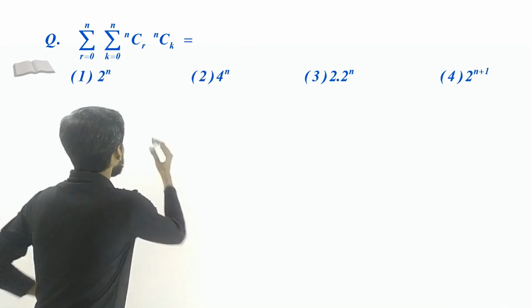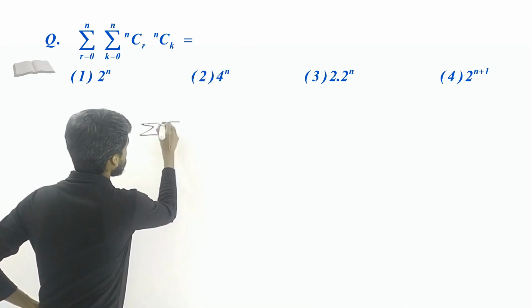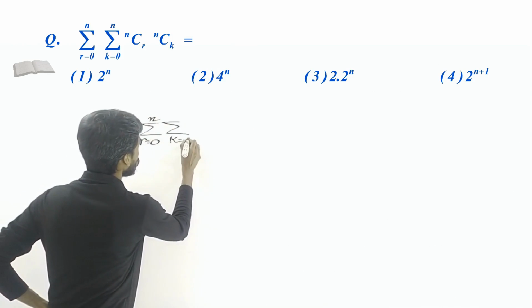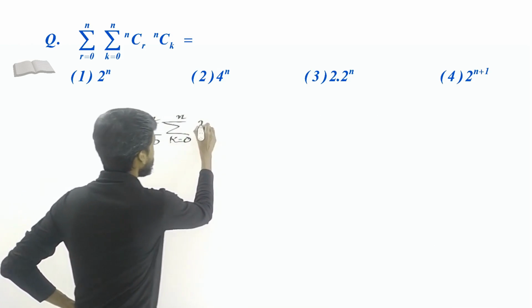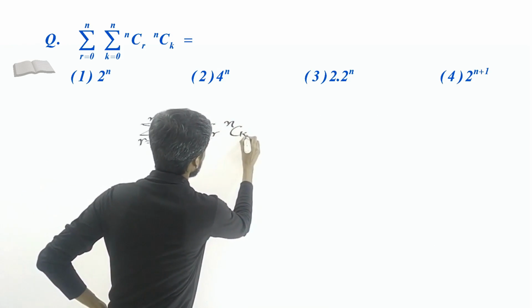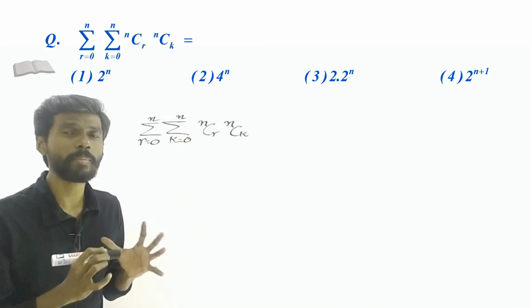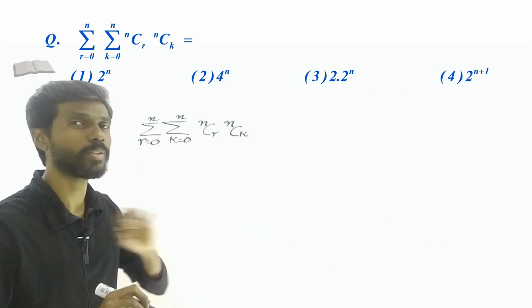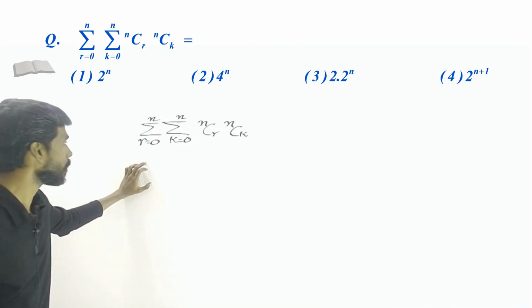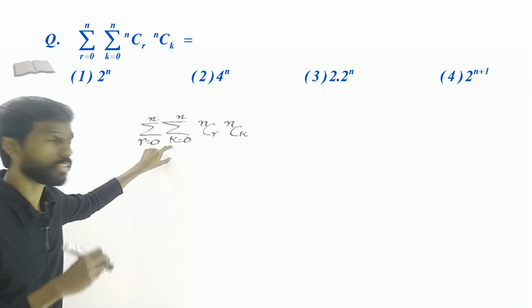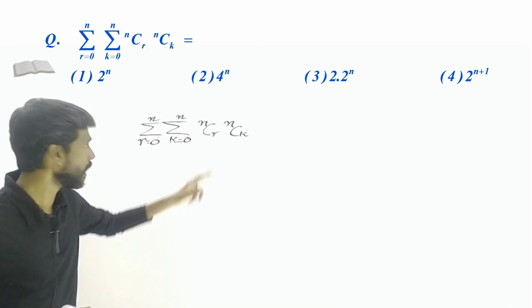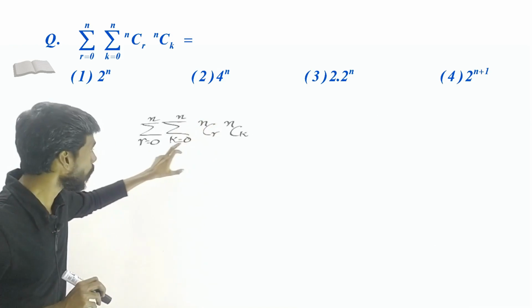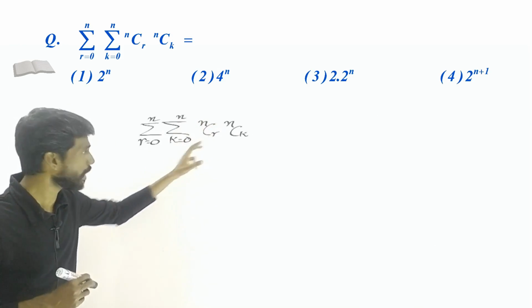Now what is given? One summation is for r from 0 to n, and k is also from 0 to n, NCR, NCK. Now this is the first type of question, which is very simple, because r and k are not at all related. They are independent variables. So this summation over k does not affect this NCR. The NCR is over r only, not k. It is like a constant for this summation, and a constant you can take out of the summation.